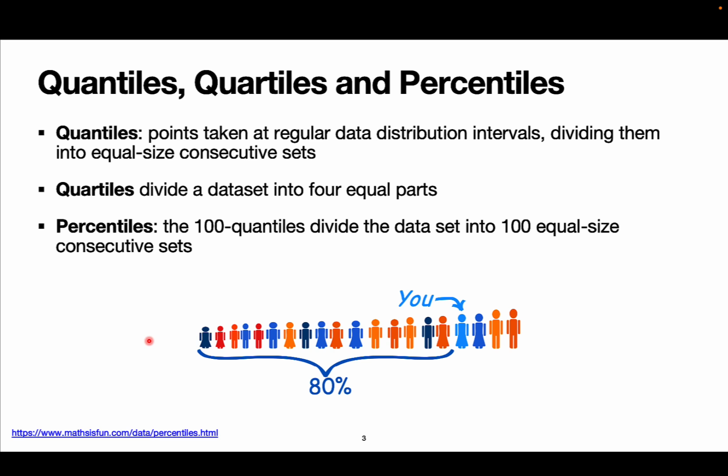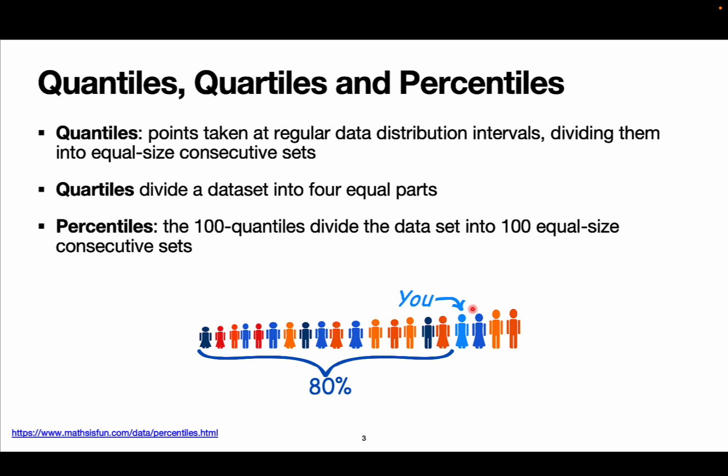In this visualization, suppose we measured the height of 20 individuals and sorted them ascendingly. So this individual highlighted in light blue represents the 80th percentile, which means they are taller than 80% of this population.